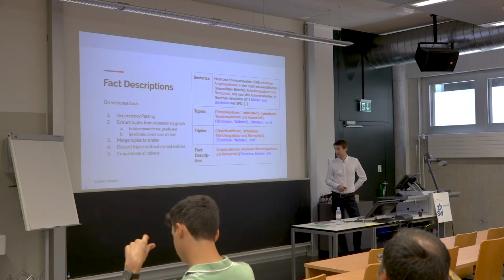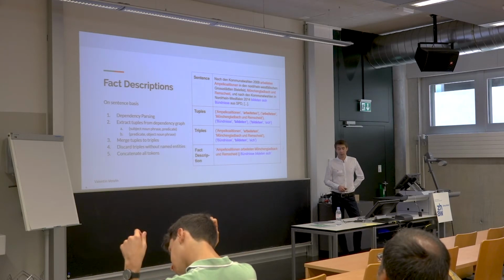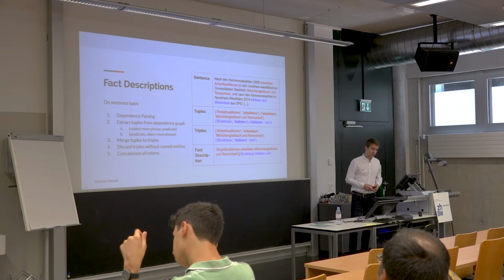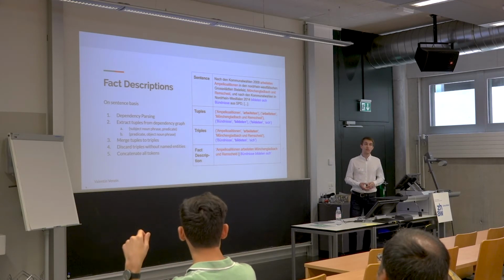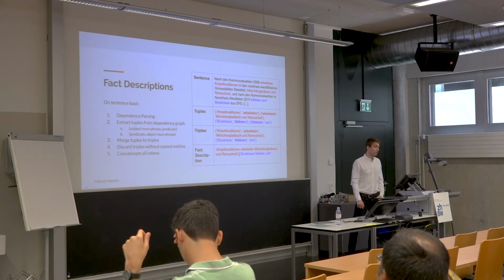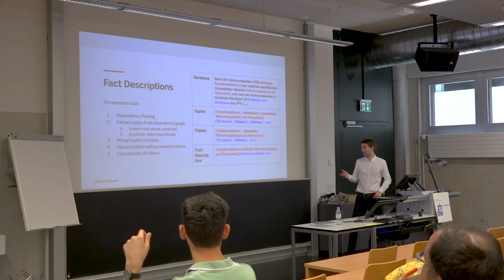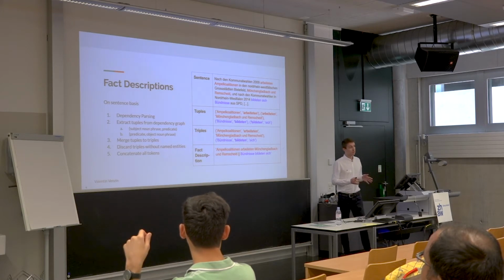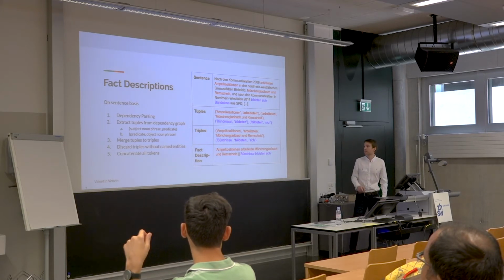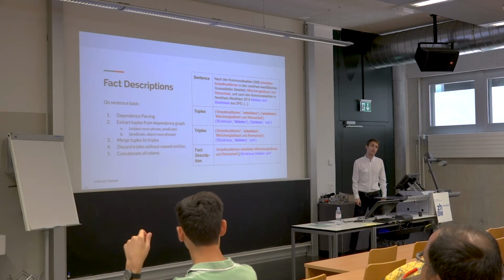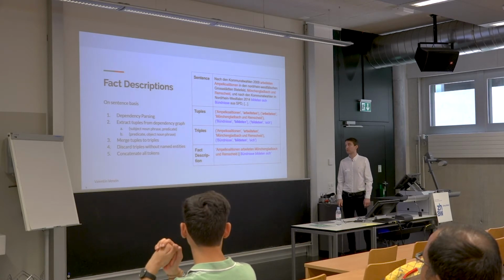And then finally, we found that it helps to clean the noisy triples that we have by just discarding the ones that do not contain a named entity, because there were many more that just did not look useful. Then finally, we concatenate all the triples and get what we call a fact description here on the bottom. So this is also sentence-like, and we can feed it into the second encoder.